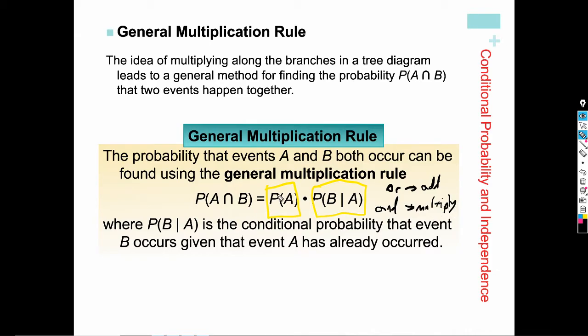So since we're trying to have these two things both happen at the same time, we're going to multiply them together. I want the probability that A happens, and I want B to happen at the same time that A happens. So that's how we can multiply these two things together.